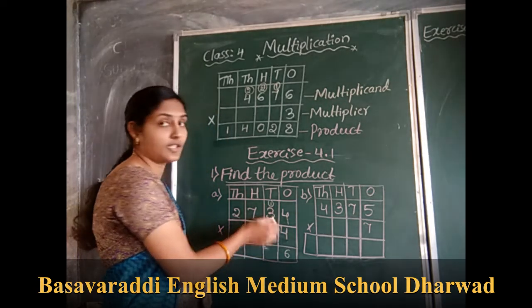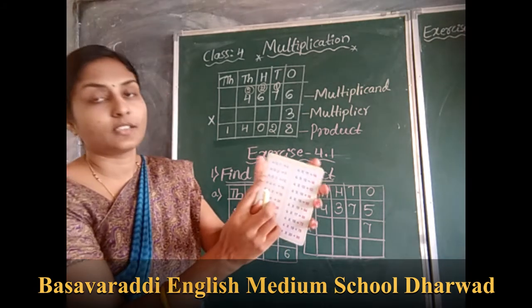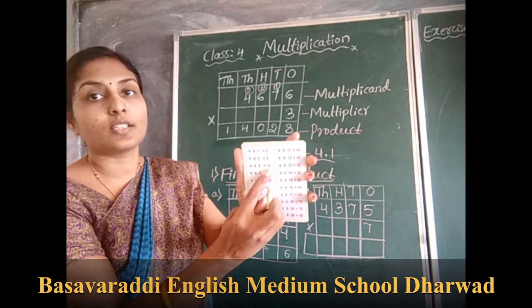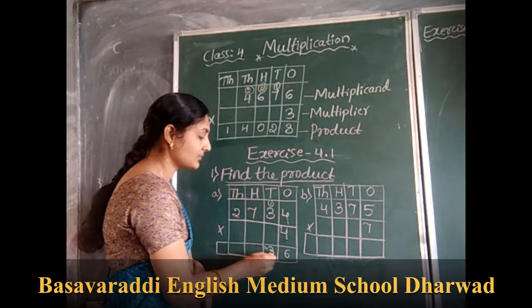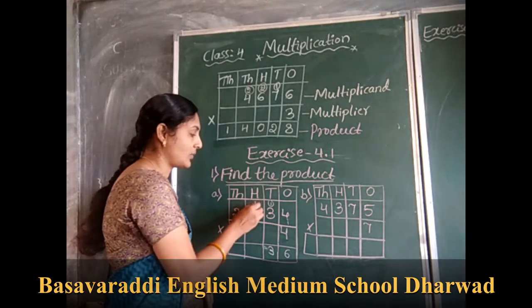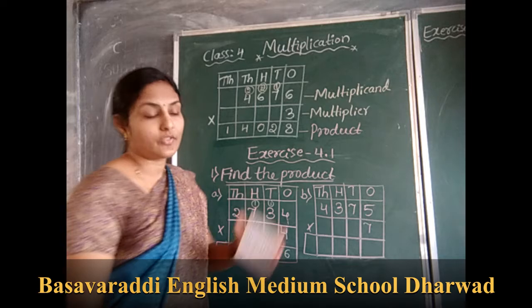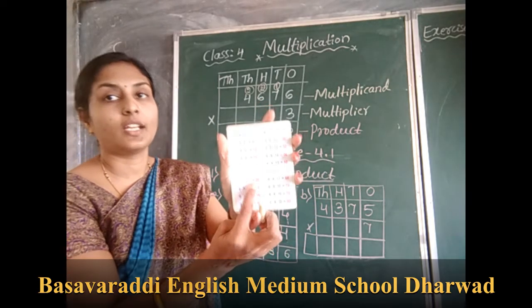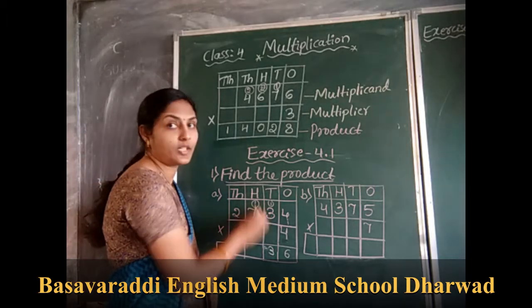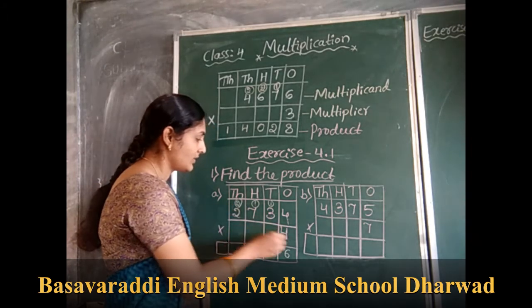Next, 4 threes, that means the 4 is multiplied 3 times, so 4 threes are 12. 12 plus 1 is 13. So 3 in the tens place, and 1 carry over to the 100 place. Next, 4 sevens are 28. 28 plus 1 is 29. So 9 is here, and 2 carry over.